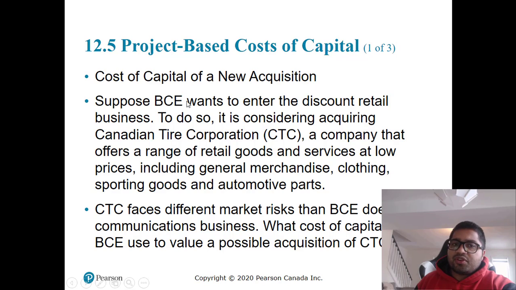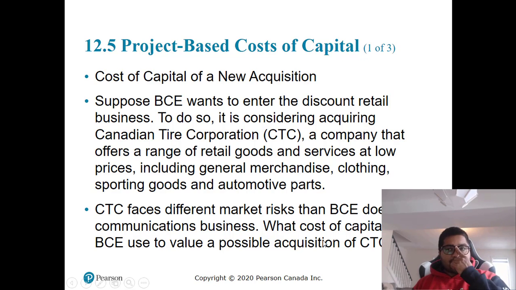Cost of capital of a new acquisition. Suppose BCE wants to enter the discount retail business. To do so, it is considering acquiring Canadian Tire, a company that offers a range of retail goods and services at low cost prices. CTC faces a different market risk than BCE does.